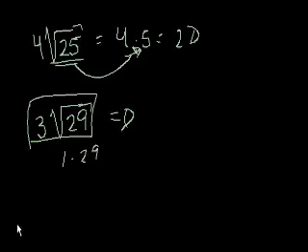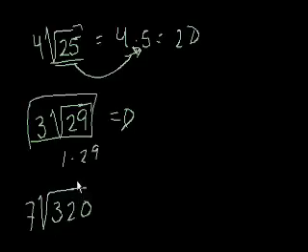What about 7 times the square root of 320? So let's think about 320. Well, we could actually do it in steps when we have larger numbers like this. I can look at it and say, well, it does look like 4. Actually, it looks like 16 would go into this, right? Because 16 goes into 32.